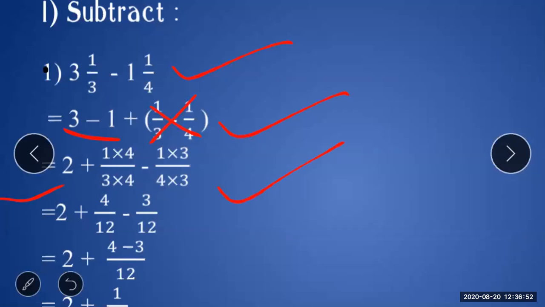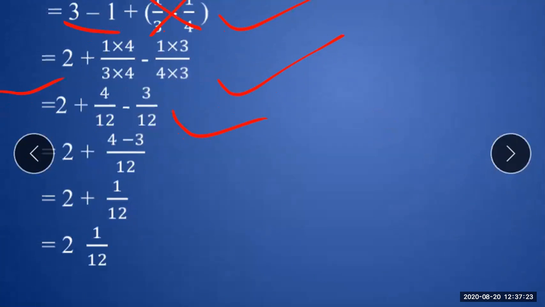Now after that what you are going to do? You are going to write the integral part as it is, 2 plus. Now 1 4 is 4 and 3 4 is 12. Minus 1 3 is 3 and 4 3 is 12. You have multiplied it, that becomes 4 upon 12 minus 3 upon 12. The next is what? 2 plus as it is. Then 4 minus 3 and denominator equal, that is 12. So 4 minus 3 upon 12, you are going to write it down.